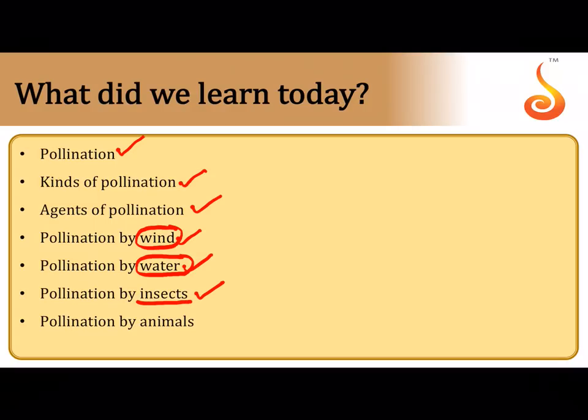Then we saw insect adaptations. We saw how there is insect pollination in flowers like the largest, the tallest flower, and we saw a very nice relationship between the moth and the yucca flower. And lastly, we learnt about pollination by animals.